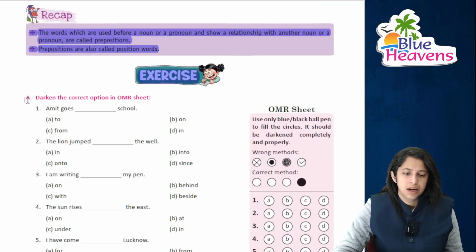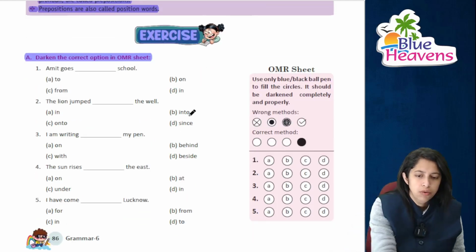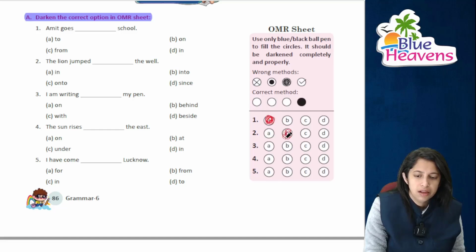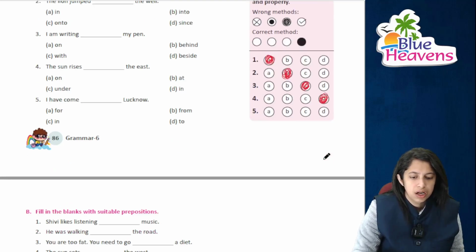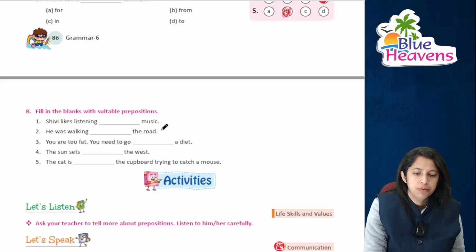Moving on to the exercise, first we'll be completing with the OMR sheet. Amit goes dash school. Amit goes to school. Right? So the first one is goes to school. Right? The lion jumped into the well. Well के अंदर चला गया. I am writing with my pen. मैं अपने पेन के साथ लिख रही हूँ. The sun rises in the east. I have to come dash Lucknow. I have to come from Lucknow. We have to fill in the blanks with the suitable preposition.